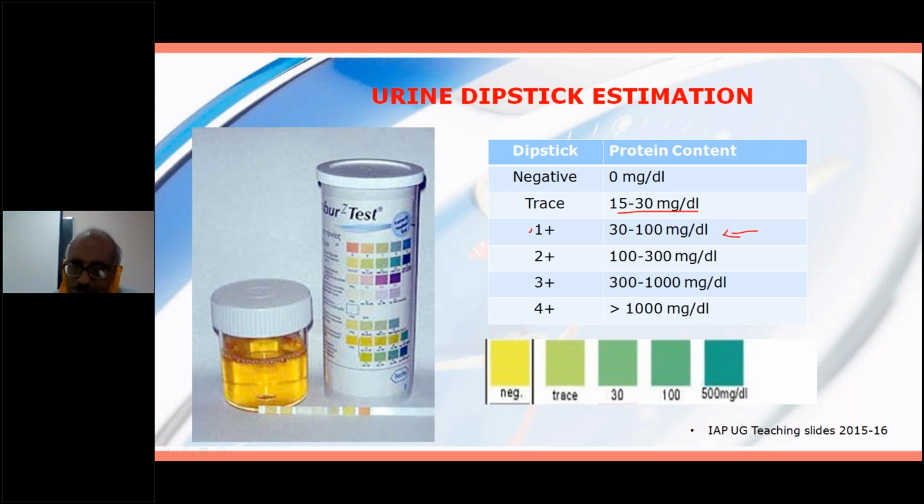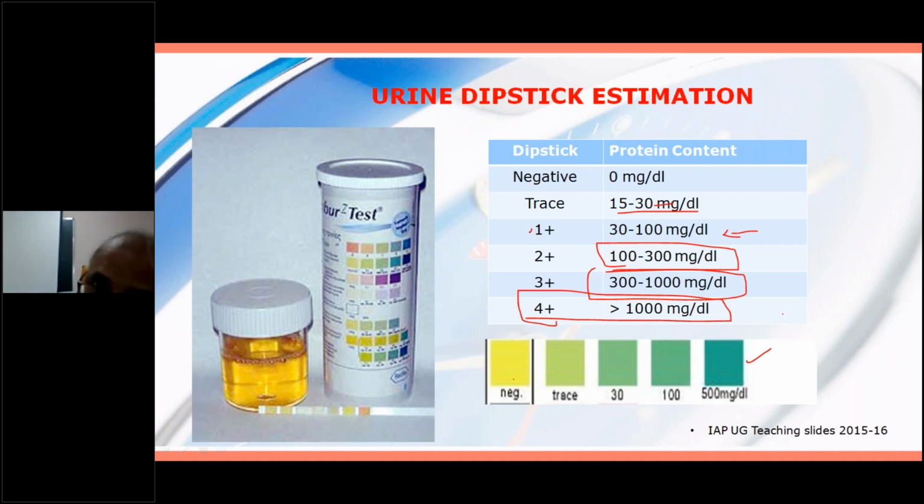All of you are familiar. Up to this, there is only 1 plus. 2 plus means 100 to 300 milligrams per deciliter. Remember, 3 plus means 300 to 1 gram. Anything above 1 gram will lead to massive proteinuria. Color changes from negative yellow, so an almost bluish color on the dipstick is an indication of more than this. Based on this, we can say whether it is massive proteinuria or not.